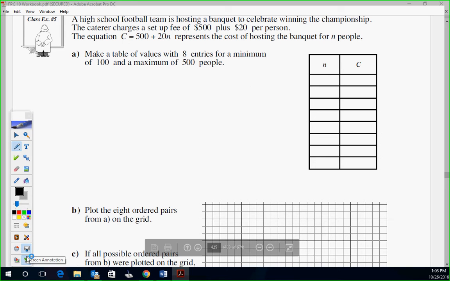Okay, high school football teams hosting a banquet to celebrate the winning championship. The caterer charges a setup fee of $500 plus 20 per person. That equation can be represented as 500 plus 20n, which represents the cost of hosting the banquet for n people. Make a table of values of 8 entries for a minimum of 100 and a maximum of 500 people. So that means you're going to do 100 as your minimum, 500 is your max, and you're going to do values in between.